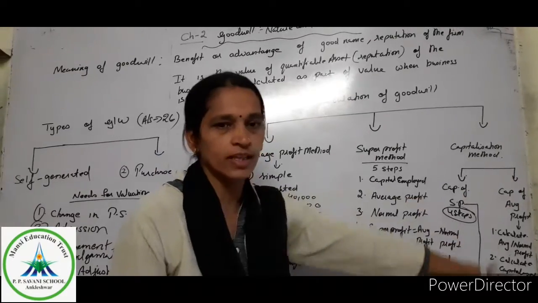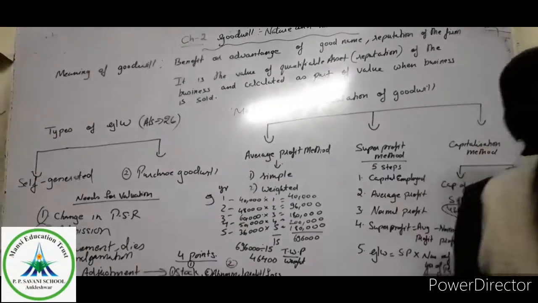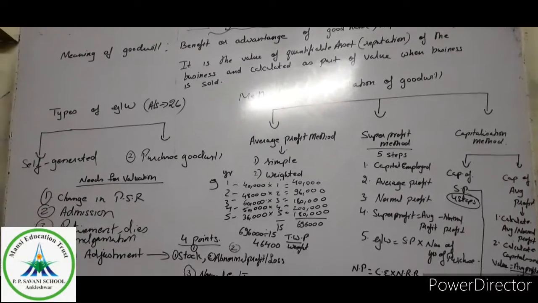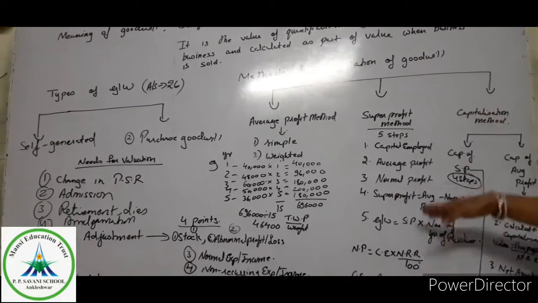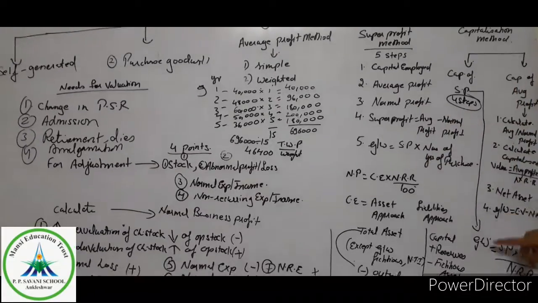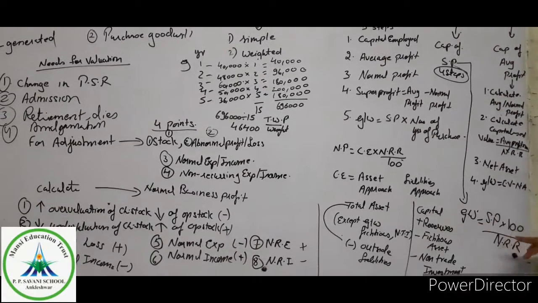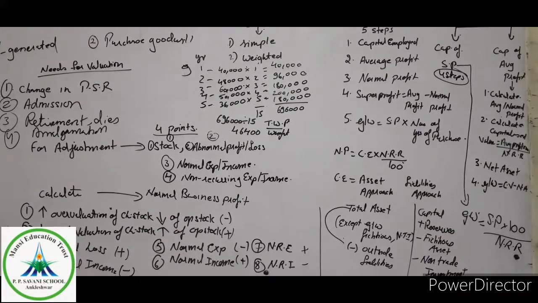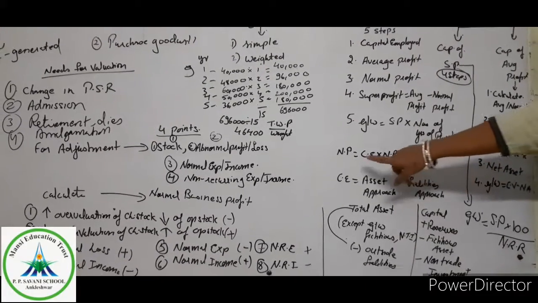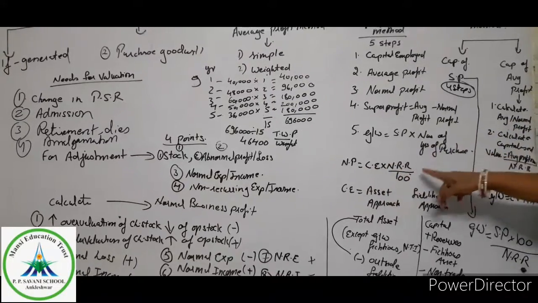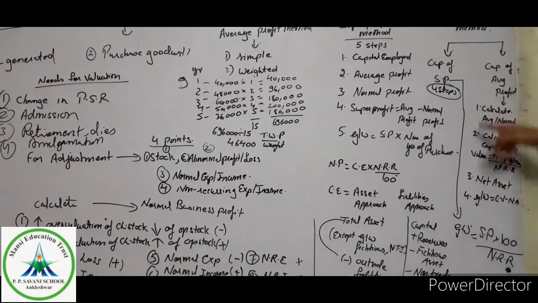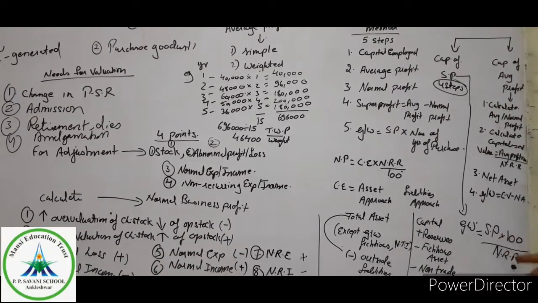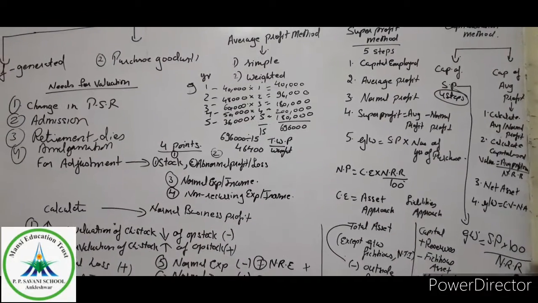Capitalization of super profit and capitalization of average profit. So in capitalization of super profit, the 4 steps are same to find out super profit, and then you have to find out goodwill, that is super profit into 100 upon NRR. Don't mix it with this one. Normal profit is capital employed into NRR upon 100, and here for finding out goodwill, we have to use the formula super profit into 100 upon NRR.